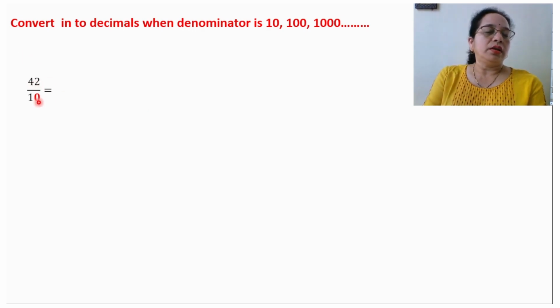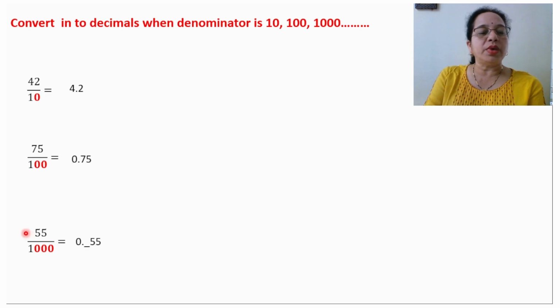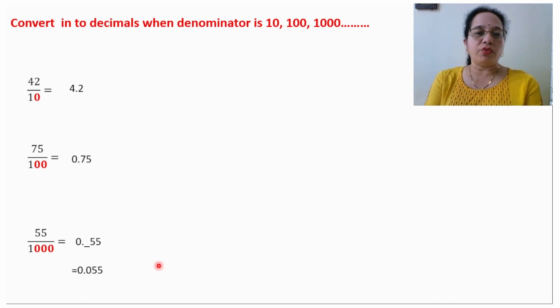42 upon 10, 1 zero is there. So leave one digit and your decimal will come between 4 and 2. So this is 4.2. 75 upon 100, two digits are there, so leave these two digits and your decimal will come over here, and no whole part, it means 0.75. 55 upon 1000, three places are there, but in the numerator we have only two places, so leave one more place and then put decimal. So this will give you 0, an empty place, and 55. And in maths, if no number is there, we write down 0, so the final answer will be 0.055.